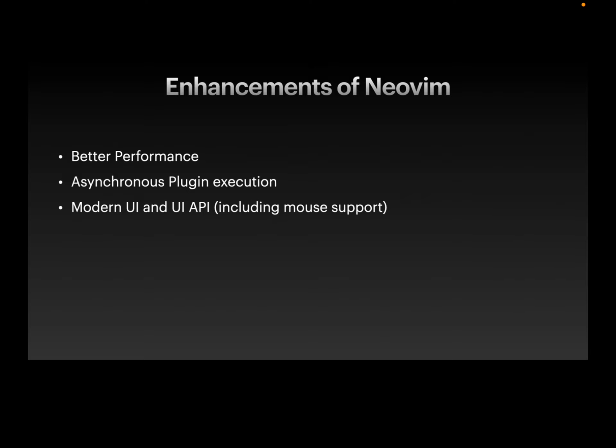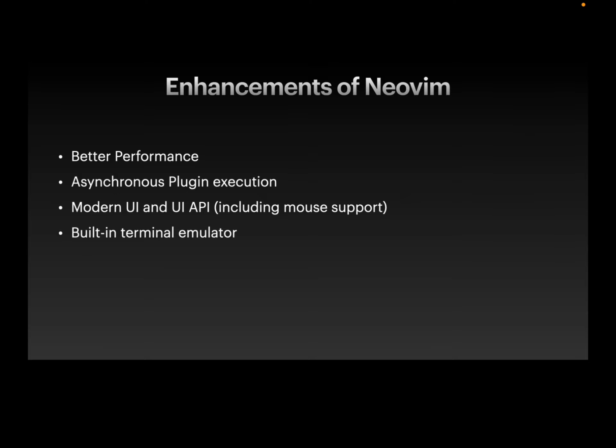So modern UI and UI API means it is easier to code, debug, and edit plugins for the program. And UI API more or less stands for the same thing. It has mouse support, so yeah, you can use the interface with your mouse, which makes it easier to use.